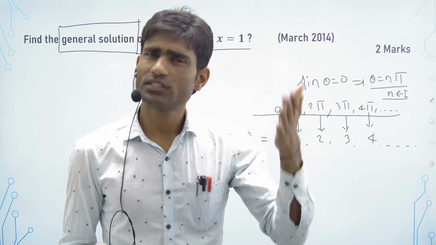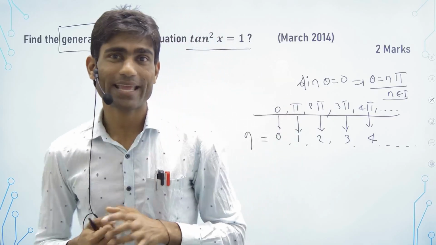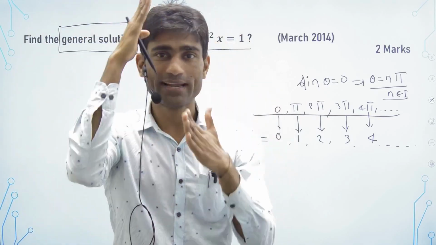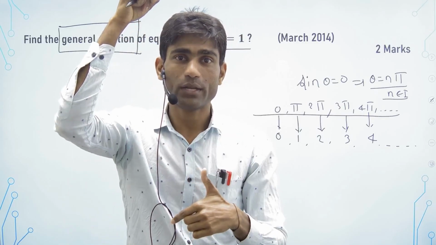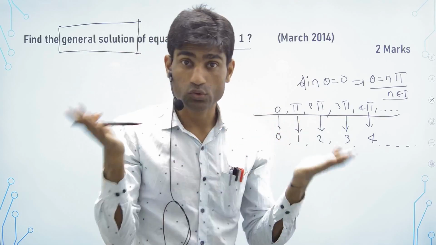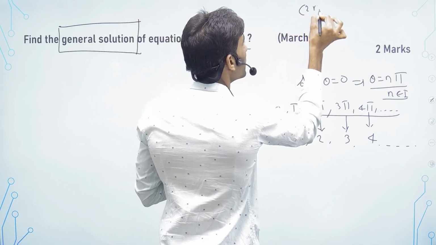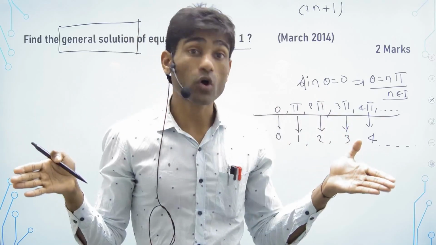And when cos theta goes to 0, what general solution can we define? Exactly, when we have pi by 2 and 3 pi by 2 on that axis, we get cos theta equal to 0. That means for odd number multiples of pi by 2, cos goes to 0. And how can we define odd numbers? 2n plus 1.